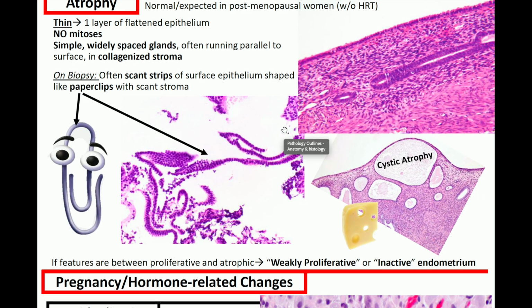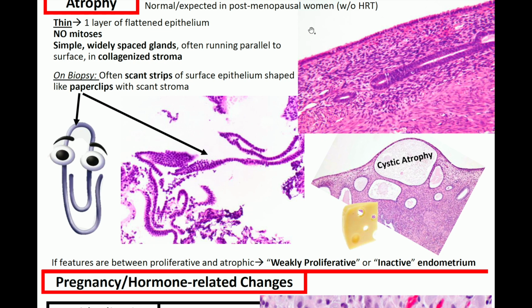All right, next up in the benign endometrium category, we have atrophy. Atrophy is normal or expected in postmenopausal women without hormone replacement treatment. Obviously, in postmenopause your hormonal axis shifts, and that's going to change your endometrial environment and what the glands look like. In atrophy, you're going to have a very thin, single layer of flattened epithelium with no mitoses.